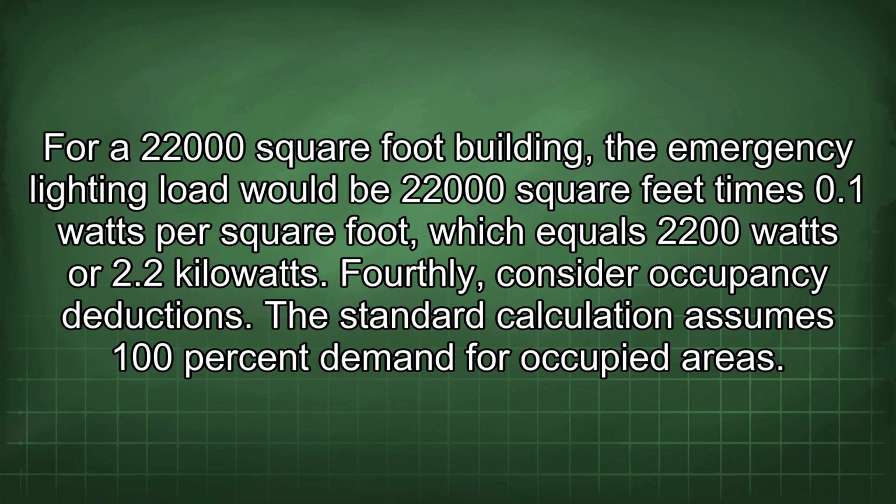For a 22,000 square foot building, the emergency lighting load would be 22,000 square feet times 0.1 watts per square foot, which equals 2200 watts or 2.2 kilowatts. Fourthly, consider occupancy deductions. The standard calculation assumes 100% demand for occupied areas.